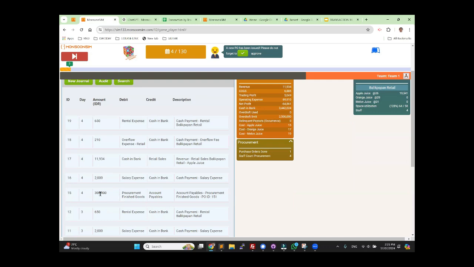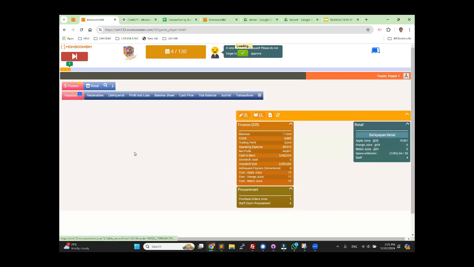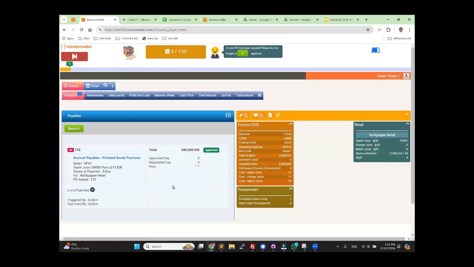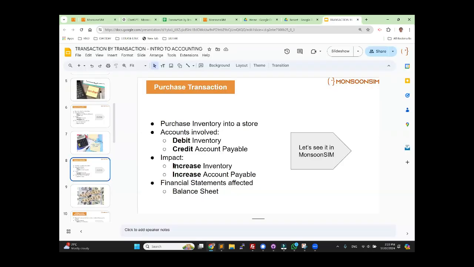The inventory is that we bought 300,000, credit, debit of inventory, which is the finished goods, and also credit account payable. If you look at the payables, then you'll see that you have this 300,000 that you need to pay. There's a payment term of 5 days. So that is your this thing.